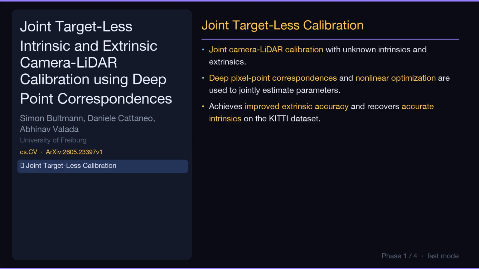Contribution 1. Joint Targetless Calibration. Joint Camera-LiDAR calibration with unknown intrinsics and extrinsics. Deep pixel point correspondences and nonlinear optimization are used to jointly estimate parameters. Achieves improved extrinsic accuracy and recovers accurate intrinsics on the KITTI dataset.